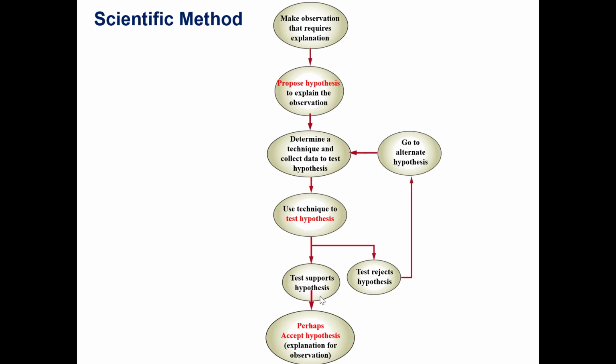But what happens if the test doesn't support the hypothesis? In this case we need to reject the hypothesis, and there are two possible steps after that. First, we can propose a new hypothesis, or we can use a different technique. We can design a different experiment to try to test our hypothesis. All of these are the steps we need to apply when we use the scientific method.